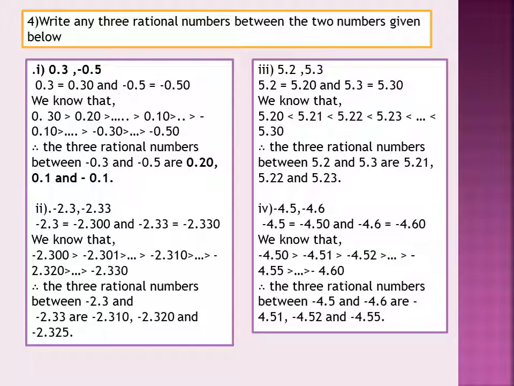See now 5.2 means 5.20, and 5.3 means 5.30. In between 20 to 30, any 3 numbers you can take. Then I written there 5.20 is less than 5.21, is less than 5.22, is less than 5.23. Like that we can go up to 5.30. Then in between 5.2 and 5.3, 5.21, 5.22, 5.23, you may take 5.27, 5.28.